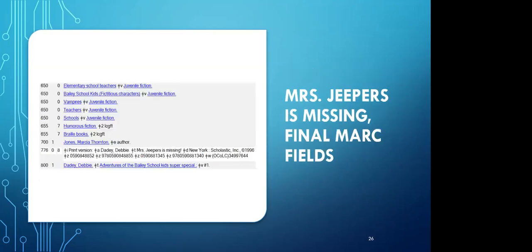Okay, here are the final MARC fields for Mrs. Jeepers is missing. So we have fields 650 through 800, and there's the series statement in the 800 field, which is a series added entry personal name, and the series title appears in subfield 2.